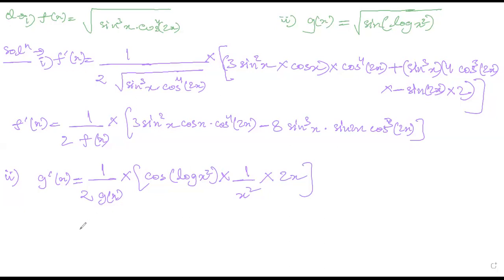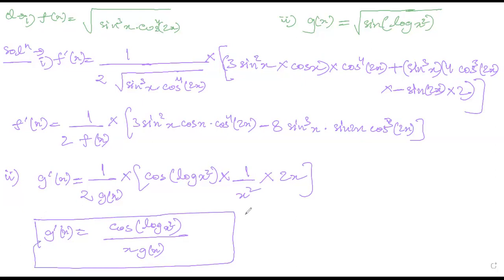So I can further simplify this expression as 1x will be cancelled out, 2 will be cancelled out. So it will only become cos of log x square divided by x gx. So the final answer is this one. Means it is not necessary to write the answer in the form of gx or the function itself, but if you're writing it, so definitely you're saving your time. One thing is true.